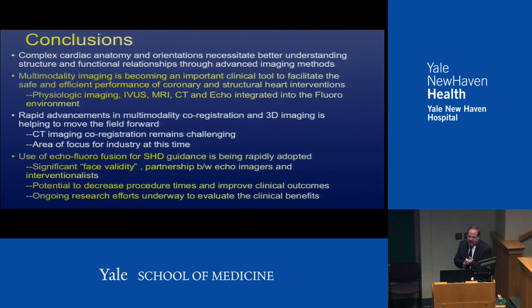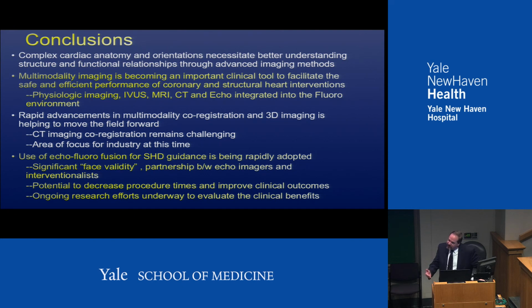So in conclusion, complex cardiac anatomy and orientations necessitate a better understanding of structure and function relationships, and that can be attained through advanced imaging methods. Multimodality imaging is an important tool in facilitating safe and efficient procedures, and putting the multiple techniques together to understand physiology and function is going to be critical in the future. Rapid advancements in multimodality imaging for co-registration, 3D imaging are going to be important, especially in advancing a lot of these procedures, especially with industry. And then the other thing is fluorofusion; structural heart disease should be basically adopted as a safer, better way.